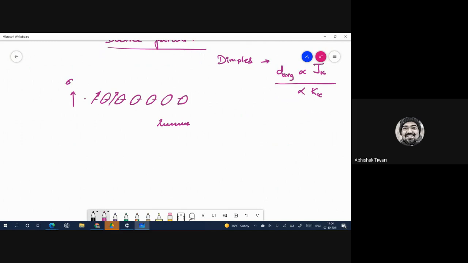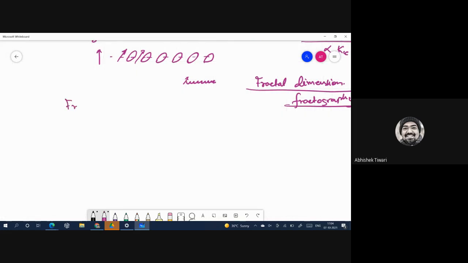Okay. And the other thing which comes out of this arrangement of dimples and can be related to material property is called the fractal dimension of the fracture surface. So what we are studying today is what signature you see when you look at the broken sample under an optical microscope or under a scanning electron microscope. And that study is called fractography.